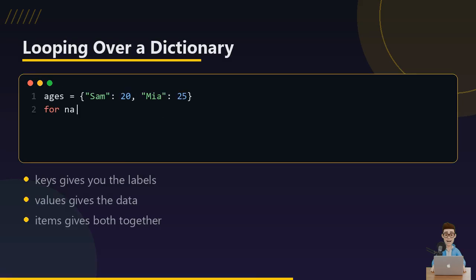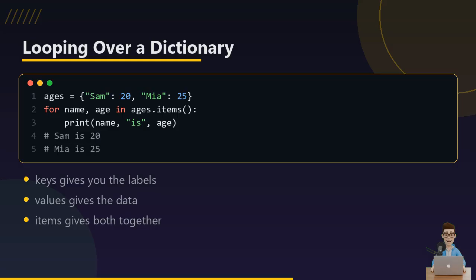When you want to walk through everything, items is your friend. It hands you each key and value together, so you can unpack them into two names right in the for line. Looping plainly over a dictionary gives just the keys, which trips people up, so I lean on items when I want both. In short, items when you need the pair, keys when you only need labels.